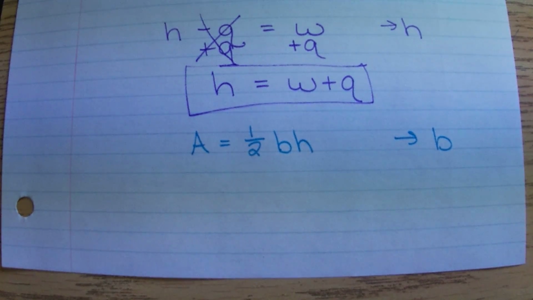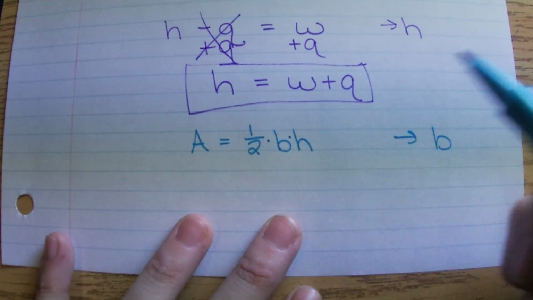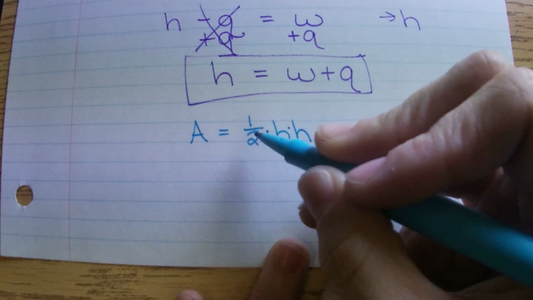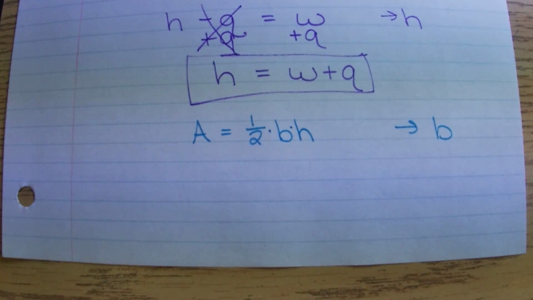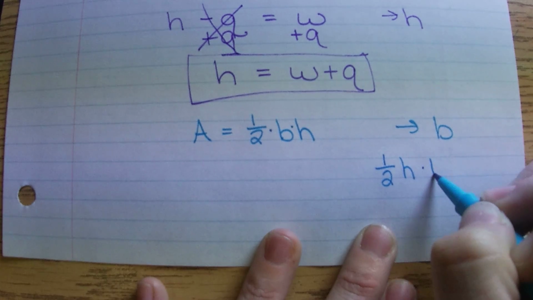So remember, we have this rule with multiplication, right? All of these pieces are being multiplied. We have a commutative property of multiplication that says it's okay to change the order, and we can multiply in any order that we want. So it would be okay if instead of writing 1/2 times B times H, we wrote 1/2 times H times B.